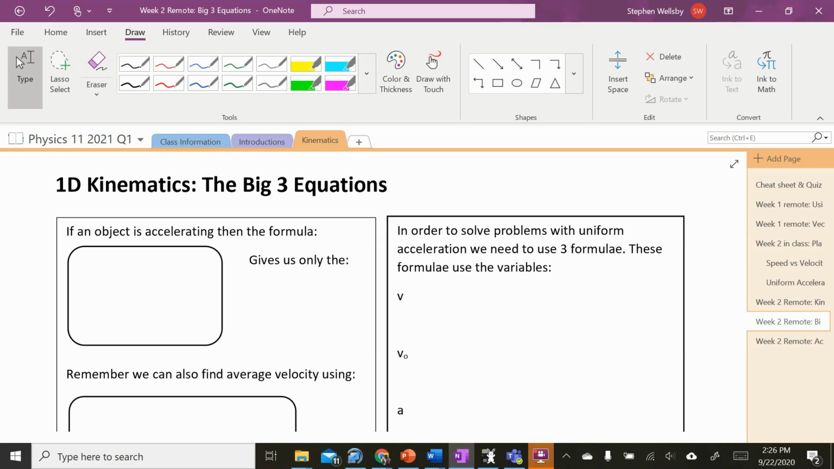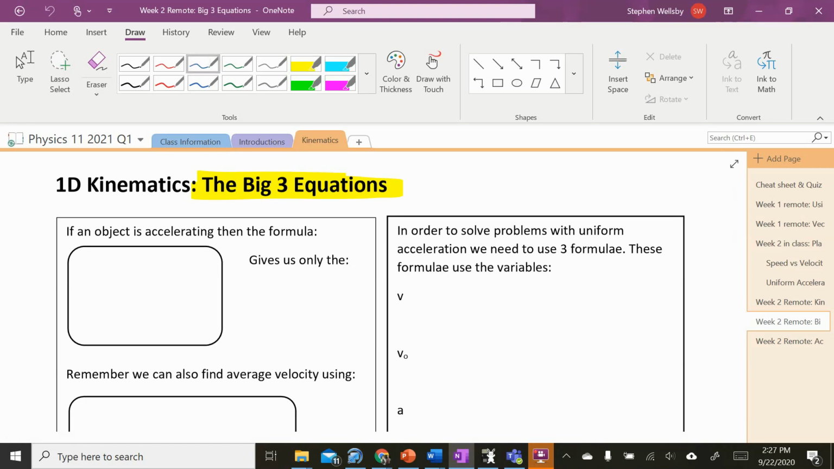In today's lesson, we are going to be going over the big three equations. Whether you know it or not, this is one of the most exciting lessons of your Physics 11 career. This is going to be the day that at the end of the year you look back and you say, this is the day that I really started to become a physicist.